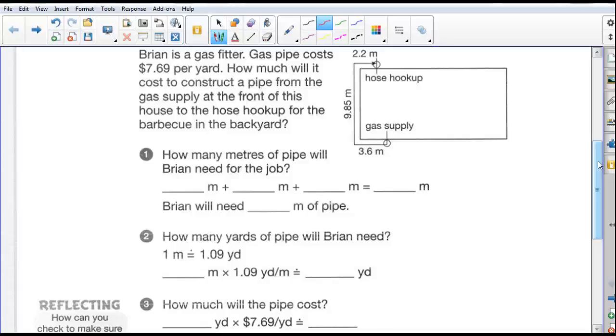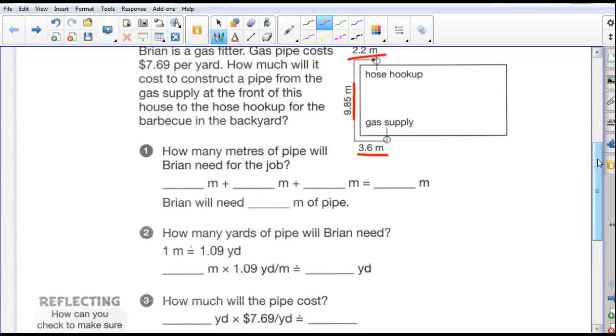Now, when we look at the drawing, we can see that our lengths are in meters, not yards, because the cost is $7.69 per yard. Our measurements are in meters, so obviously at some point we're going to have to convert from one unit to another. Okay, so let's go to the solution. How many meters of pipe will Brian need for the job? Well, he needs 2.2 plus 9.85 plus 3.6. Let's write that down.